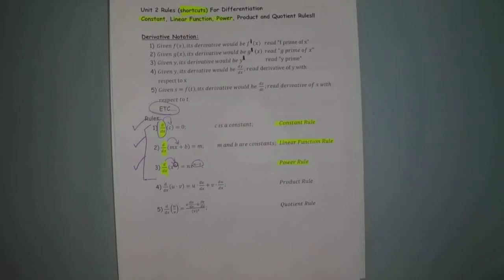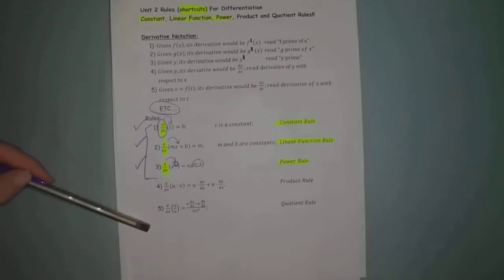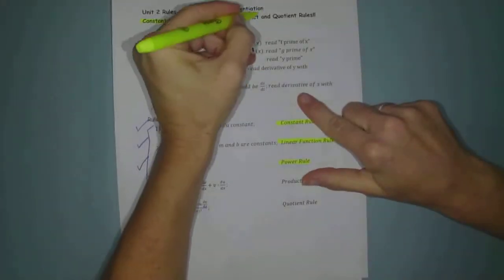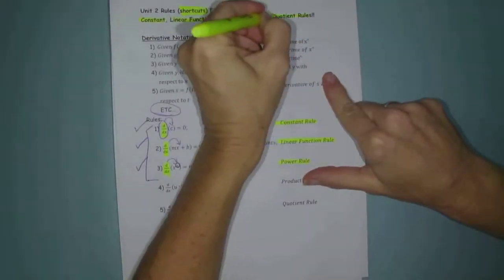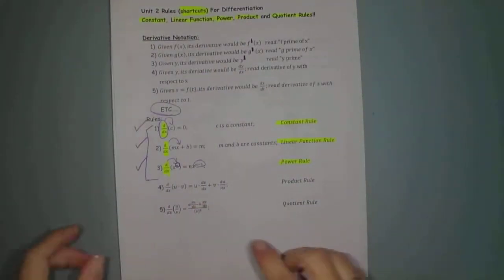Hey calculus students, we're back for our next video on shortcuts to finding derivatives. In the last video, we tackled the first 3 rules, and today we're going to finish up this packet and tackle rules 4 and 5. So today we are going to be covering the product rule for derivatives and the quotient rule. So here's what they say down below.